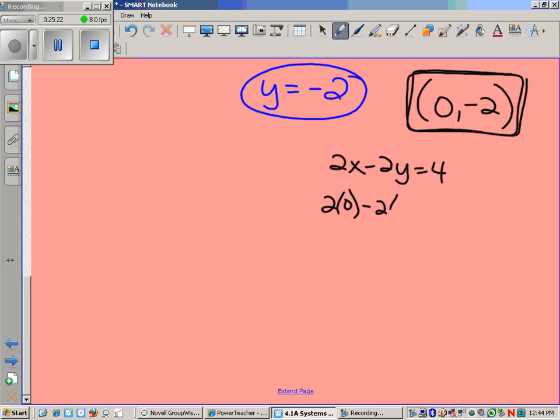What did we say x was? 0? What's y? -2. So 2 times 0, minus -2 times -2 equals 4. What's 2 times 0? It's just 0. What's -2 times -2? +4. Does 4 equal 4? Yep. So I know it works for my top one and my bottom one. (0, -2) is the correct answer. You should be able to get 100% on your homework tonight and on your test over chapter 4.